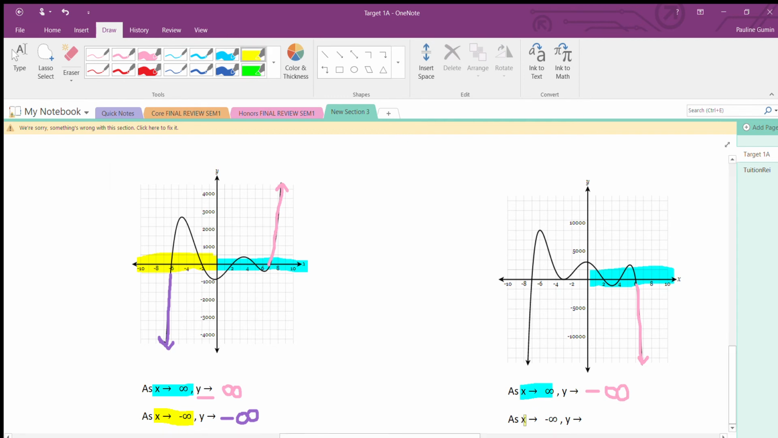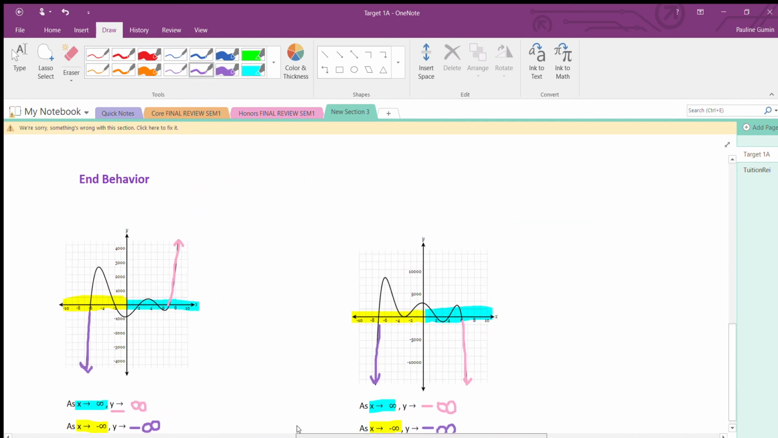Next, I'd like to know, well, what happens as x approaches negative infinity? So that's the left-hand side of the graph. The numbers are getting smaller. So let's look at the left arm of our graph. This left arm is also pointed downwards. Y is approaching negative infinity.